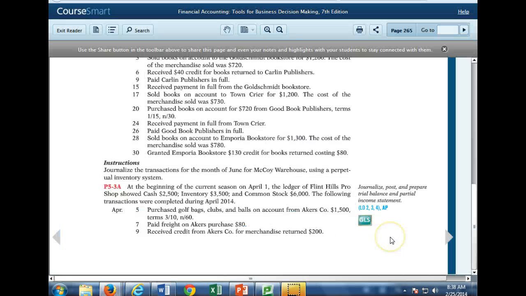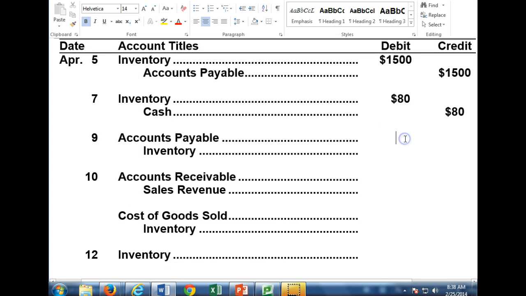Okay. Kevin? Is there a Kevin? Yep. Kevin, you want to do this one? April 9th. All right. Received credit from Acres Company for merchandise returned, $200. Okay. So what are we going to say here? Merchandise got returned, Kev. So do they owe us less money now? We're going to owe them less money. That's why we're debiting the accounts payable, right? And our inventory is going to get reduced because we don't have that inventory we thought we had. Make sense?